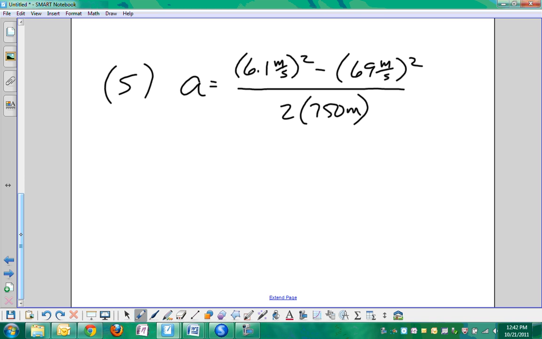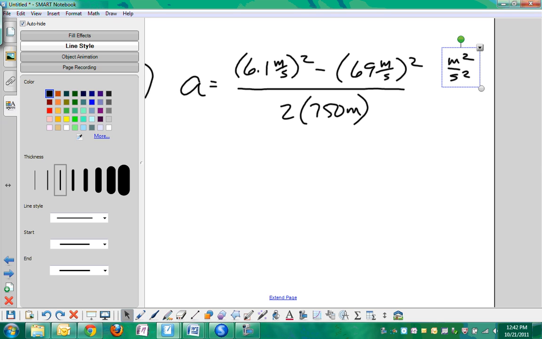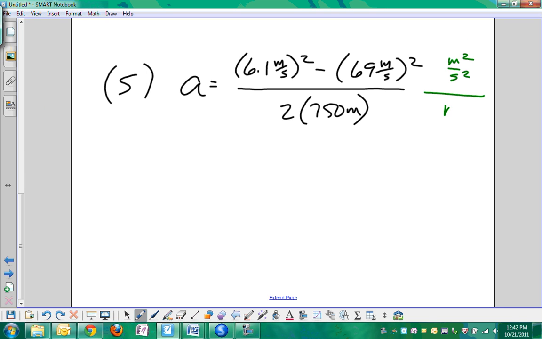So what we got here? We're going to have meters squared per second squared on the top. All right. And on the bottom, we're going to have meters. So what's going to happen algebraically? We get meters per second squared. We're looking for an acceleration right here. So that's consistent with what we want. All right, so now we just got to do some number stuff.